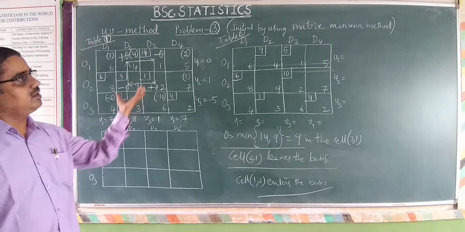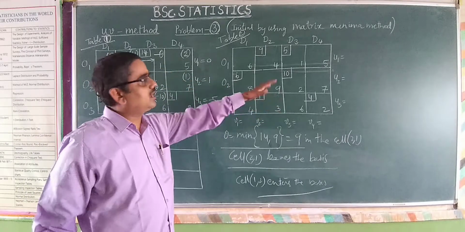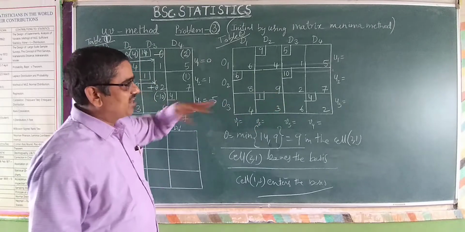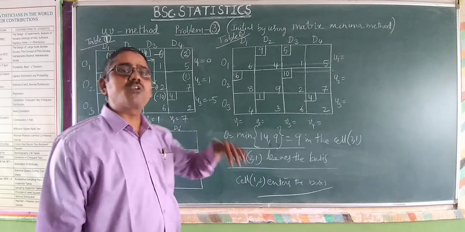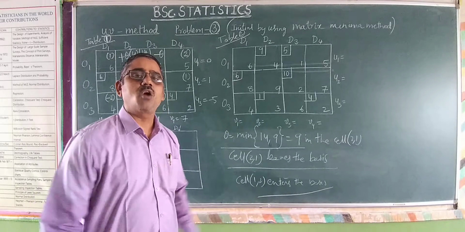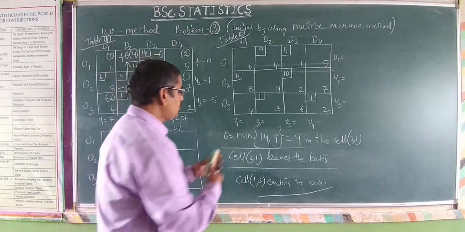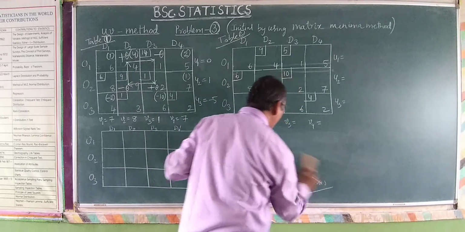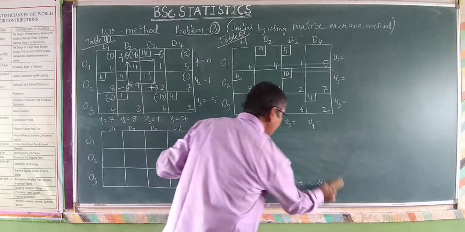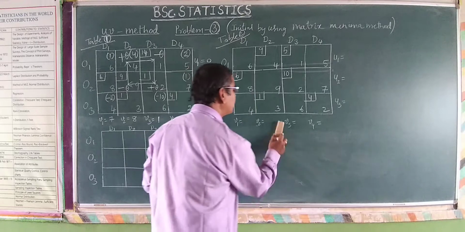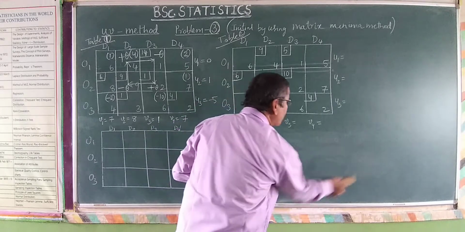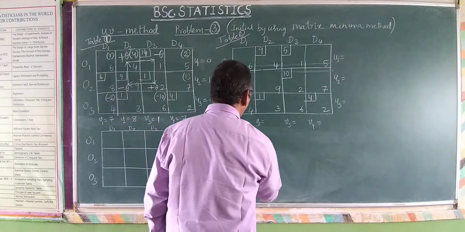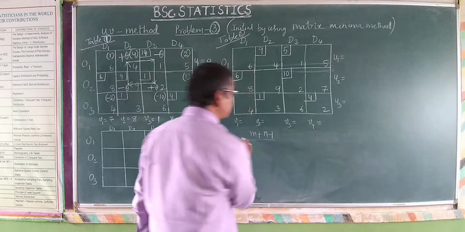From table 1 we took the first one, and then all the remaining basic cells we considered and wrote as they are. So now what do we have to calculate? We have to examine again how many basic cells there are. You have to count whether it is equal to m plus n minus 1 or not. That we have to check.